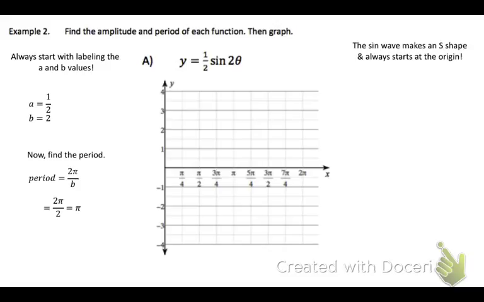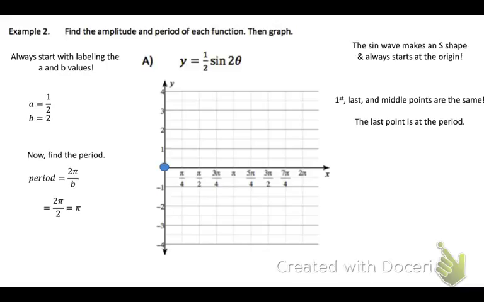Okay, and the sine wave makes an S shape, and you always start at the origin. So my first point is at 0, 0. First, last, and middle are the same, because if you're going to make an S shape, you're going to hit the same line 1 time, or 3 times. So first, last, and middle are the same.